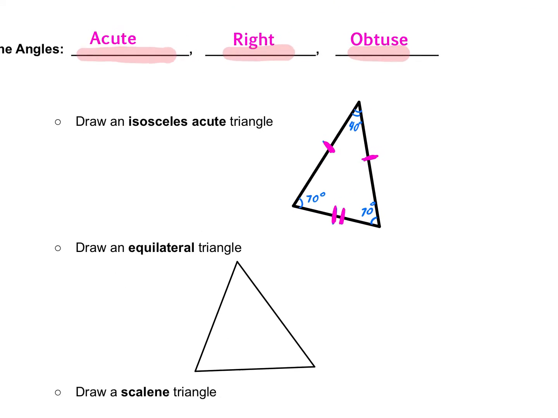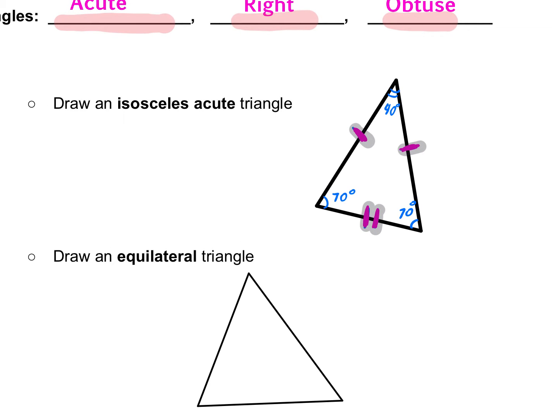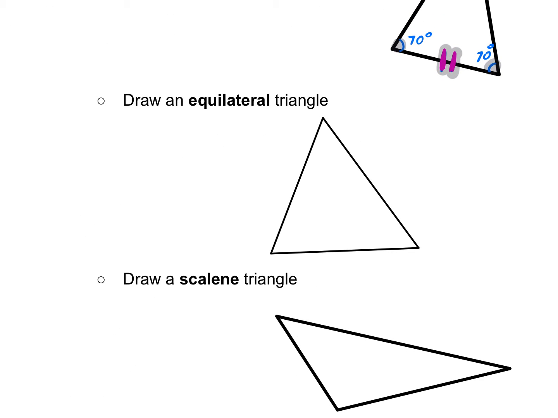Check your drawing with mine. Remember, make sure that you have the symbols to show the congruent sides. So see how I showed that here, these two sides were congruent, so I have those lines marked. I also showed that this was an acute angle by putting the measurements in. I know all three of those are acute angles, so it's acute.